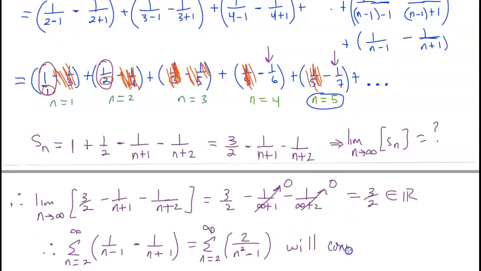Will converge. And we're just going to say it converges to 3/2 because that's what the limit of the sequence of partial sums actually ends up converging to. And so that is another example of a telescoping series and how we use it to be able to figure out if a particular series will converge upon some number or not.